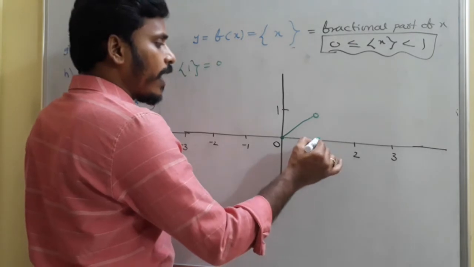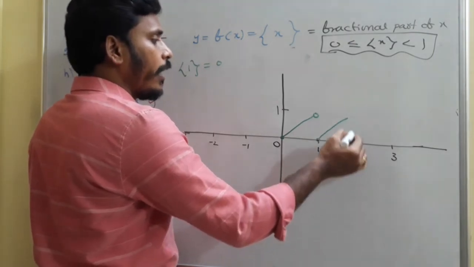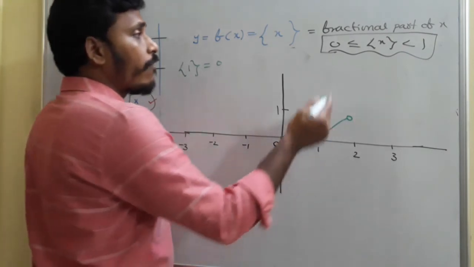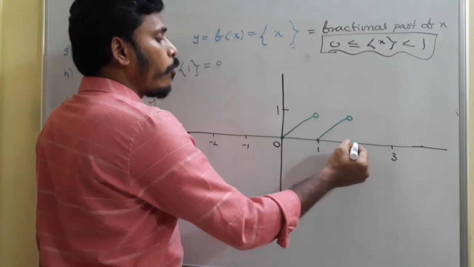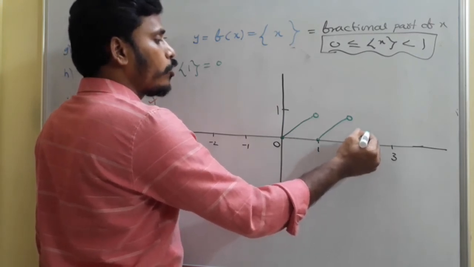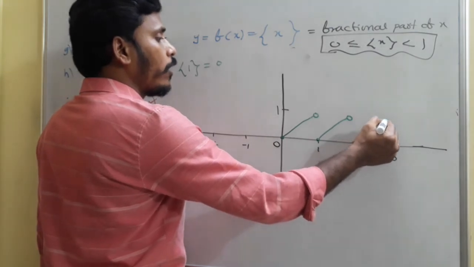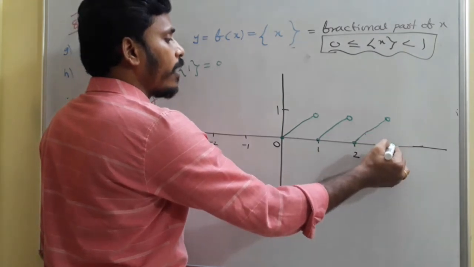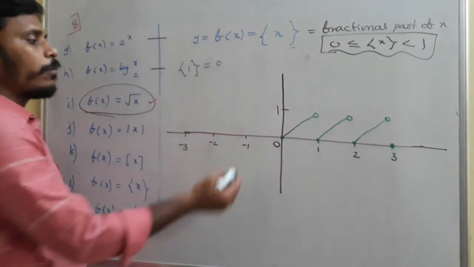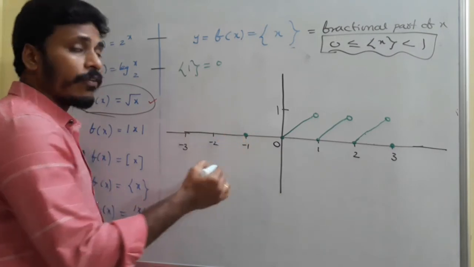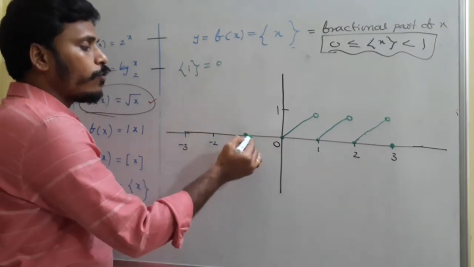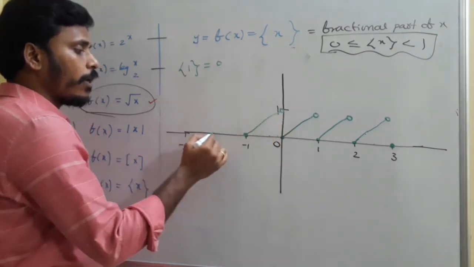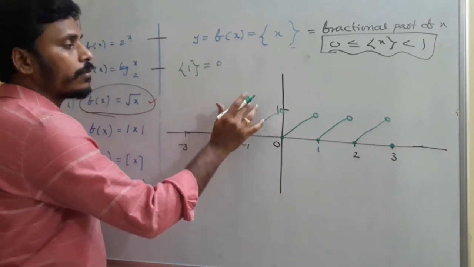Again in between 1 and 2 the graph starts at 1 and goes on like this. At 2 we need to indicate by an open circle, because the fractional part of 2 is again 0. 2.1 is 0.1, 2.2 is 0.2, 2.5 is 0.5, 2.9 is 0.9. At 3 again 0, so at 3 an open circle there, a closed dot here. Okay, again in between minus 1 and 0 also, at minus 1 the fractional part is 0 itself. So if you change the values of x in between minus 1 and 0, the graph will be like this. In between minus 2 and 0 the graph will be like this.